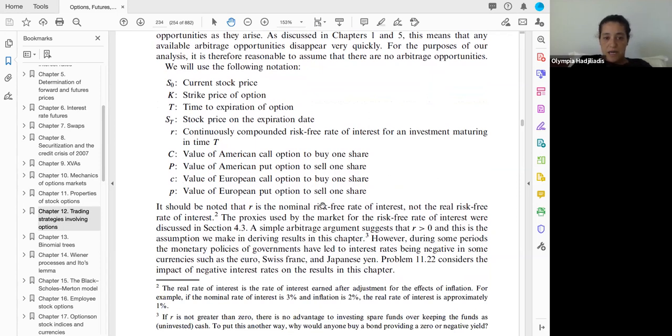It should be noted that r is the nominal risk-free rate of interest, not the real risk-free rate of interest. The proxies used by the market for the risk-free rate of interest were discussed in section 4.3. So we saw what that risk-free rate really means. The real rate of interest is the rate of interest earned after adjustment for the effects of inflation. For example, if the nominal rate of interest is 3% and inflation is 2%, the real rate of interest is approximately 1%.